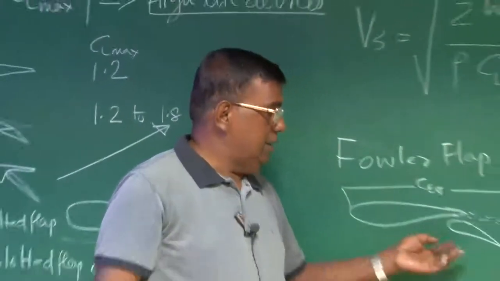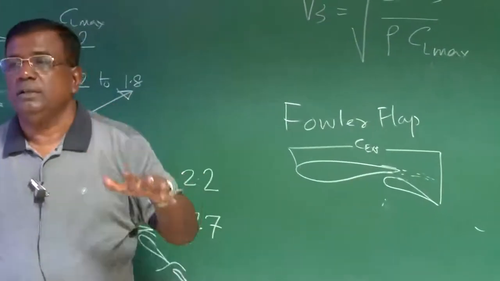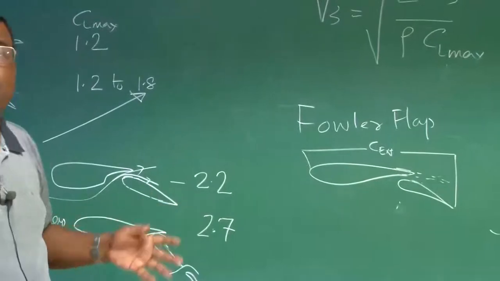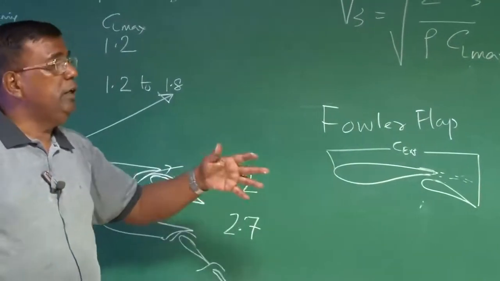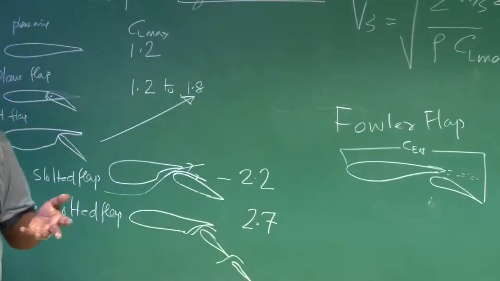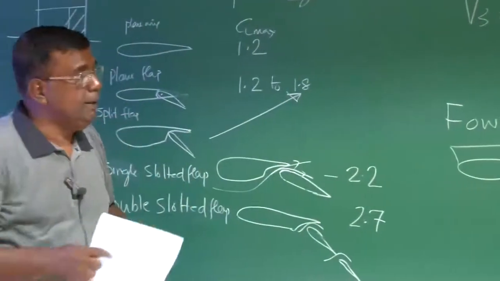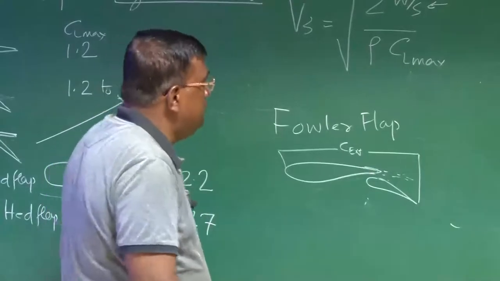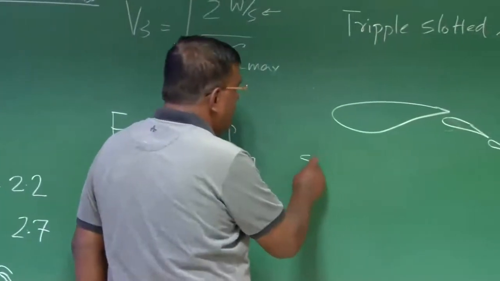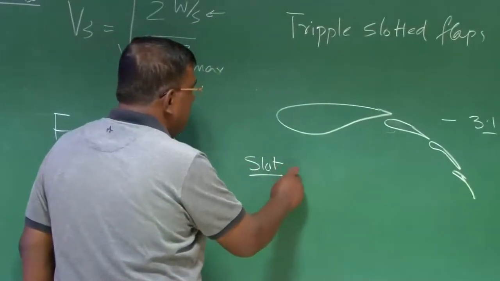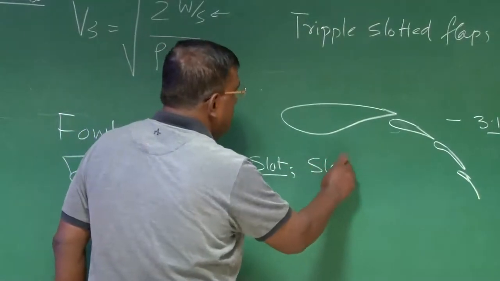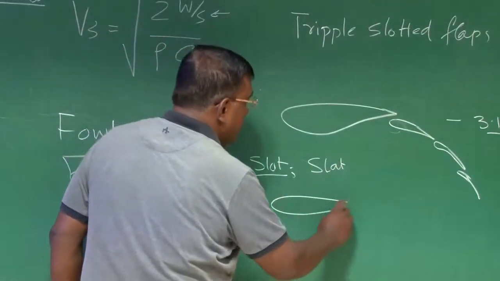As long as he is within a particular weight class, right? If it is a huge airplane, then naturally you need to enhance CLmax up to 4 or 5. So there you have to go for all these complicated flaps, right? This is another thing you must understand. We are talking about slot. There is something called slat. That is leading edge slat.